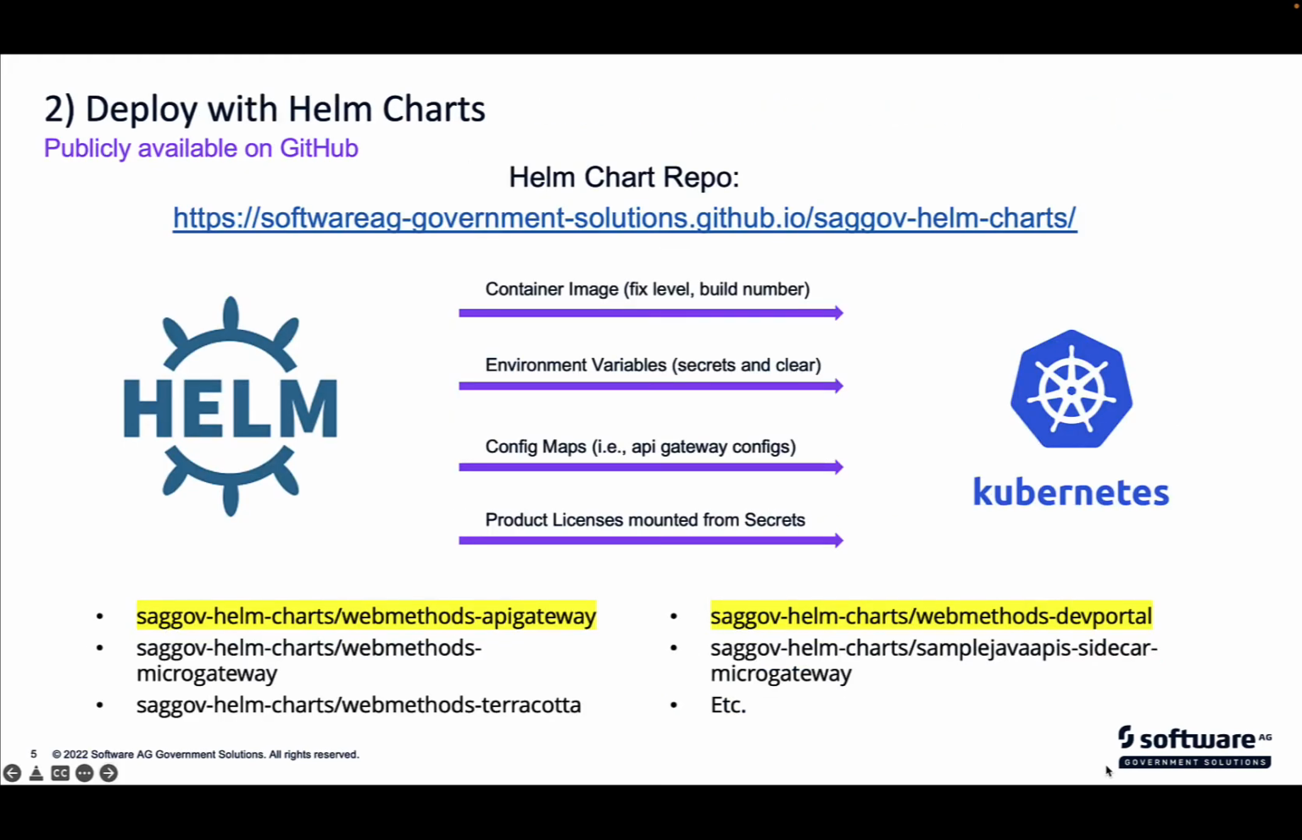Then, when it comes to deployments into Kubernetes, there are many different ways to do it, but Helm charts are one of the most common and flexible ways. So Software AG Government Solutions has created a Helm chart repo where you can find Helm charts for the different products like webMethods API Gateway, webMethods Developer Portal, and others. The idea with these Helm charts is that not only will they allow you to deploy the containers very easily into Kubernetes, but with certain parameters that you can pass to the Helm chart deployment, it will also allow you to configure the product correctly, passing a few parameters like passwords, licenses, and extra settings very easily as well.